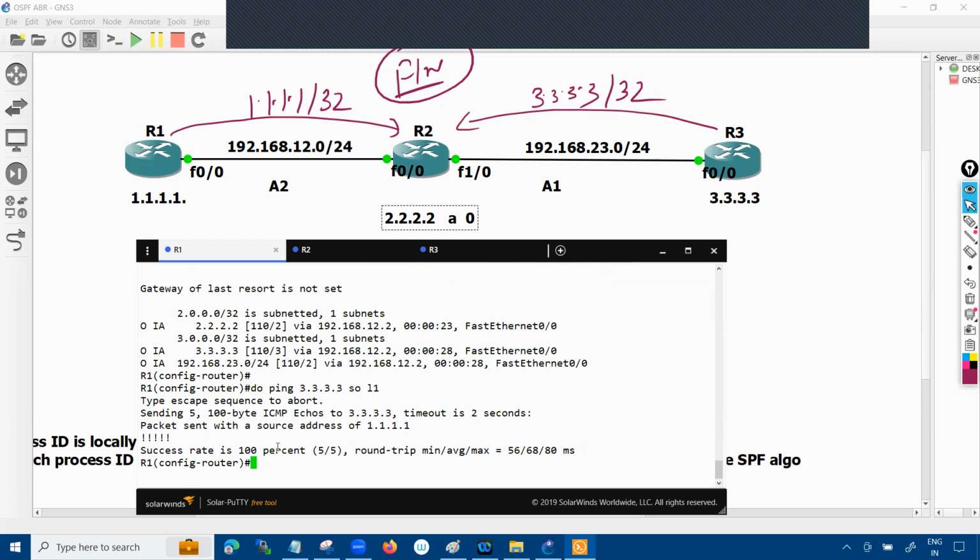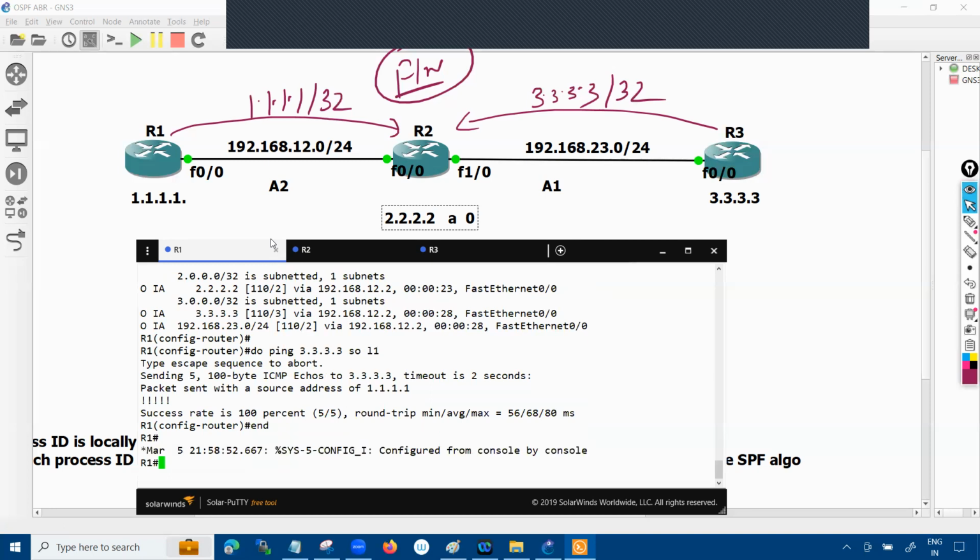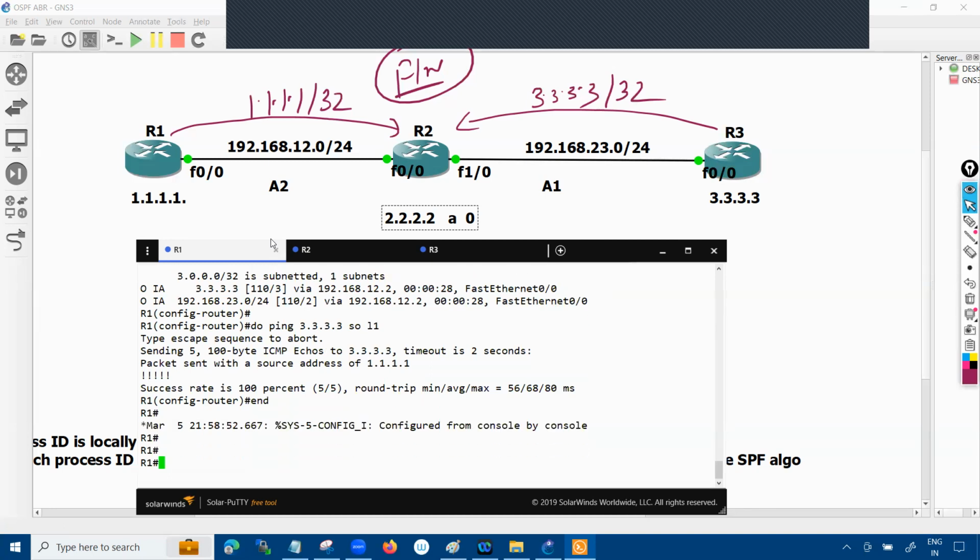So this is all about the LSA 3, guys, and the ABR concept. On router number 1, how many LSA 3 can you see? On router number 1, how many LSA 3 will you see? Can anyone tell me? You will have 3 LSA 3 entries, right?